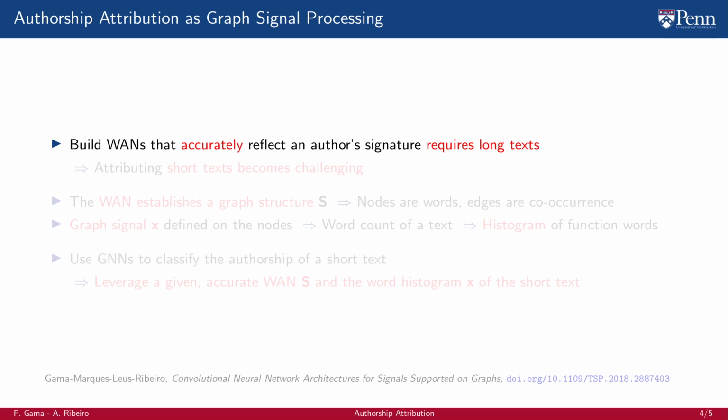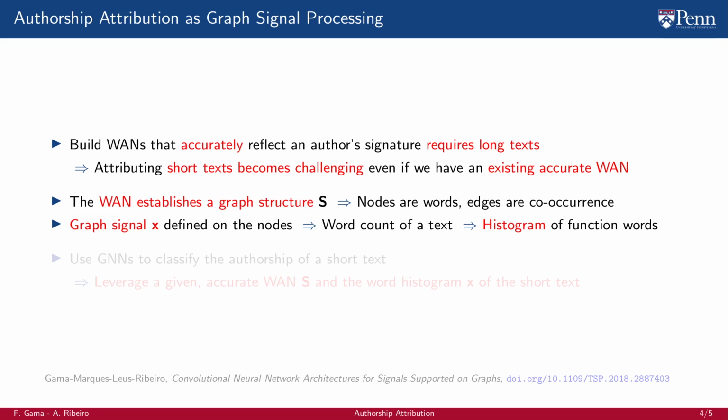Building WANs that accurately reflect an author's signature requires long texts. Thus, attributing short text becomes challenging, even if we have an existing accurate WAN. In a graph signal processing context, the WAN establishes the graph structure S, where nodes are words and edges reflect co-occurrence of pairs of words. The graph signal X is defined on the nodes, which are words. Thus, we use a word count of the short text to build a histogram of function words, and this is what we will use as a graph signal X.